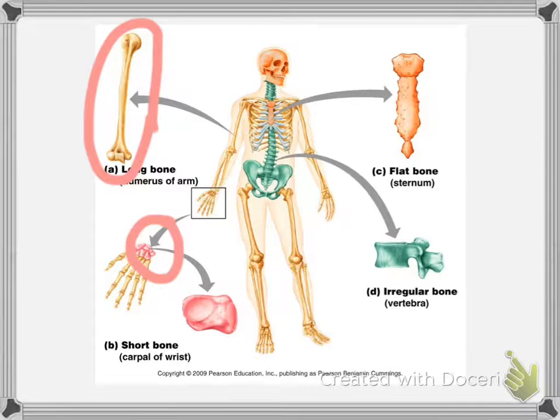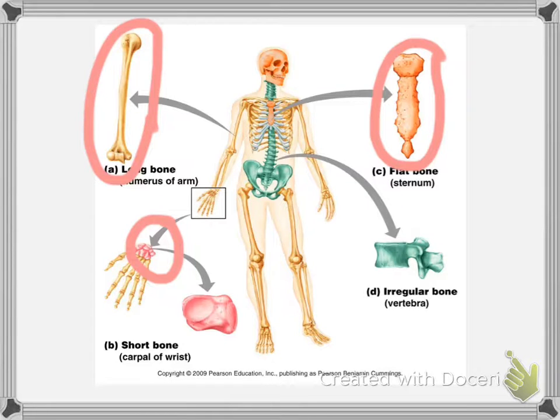Now flat bones are, as they sound, strong, flat plates of bone with the main function of providing protection to the body's vital organs and being a base for muscular attachment. The sternum is a really strong example of a flat bone. Another one could be the scapula.